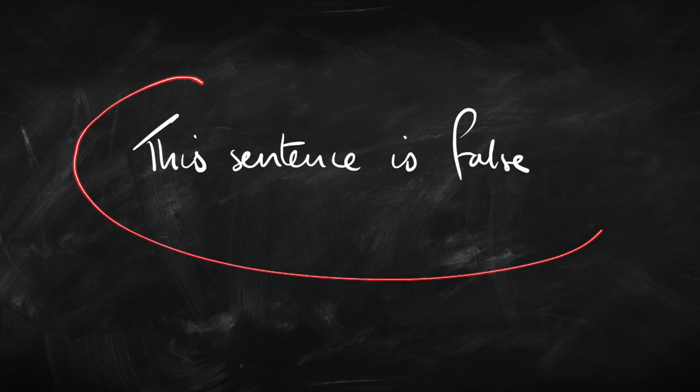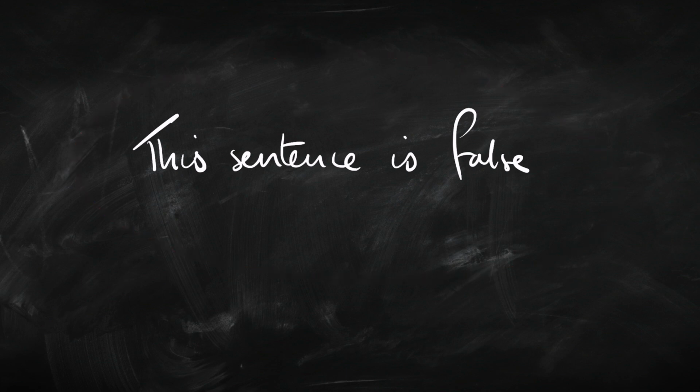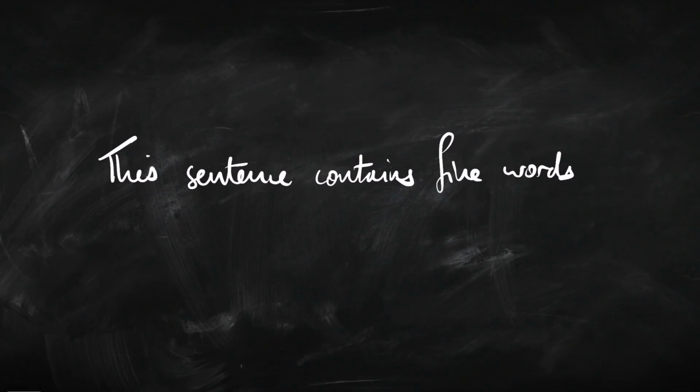Okay, so we're going to be focusing in on sentences like this. This sentence is false. Once you see a sentence like that and you see that it's paradoxical, a lot of people's reaction is, well, there's something wrong with that sentence. There's something wrong with the idea of a self-referential sentence, a sentence that refers to itself and says something of itself.